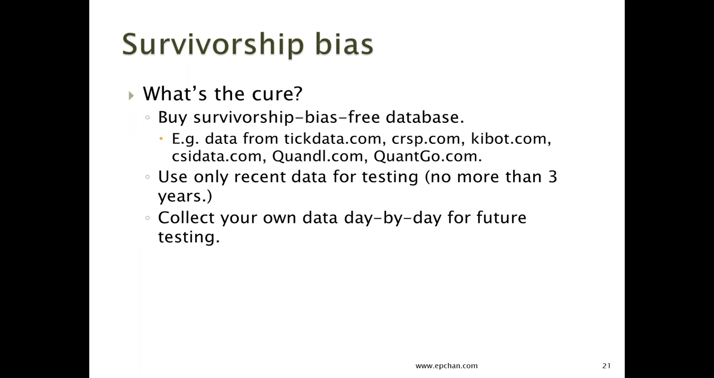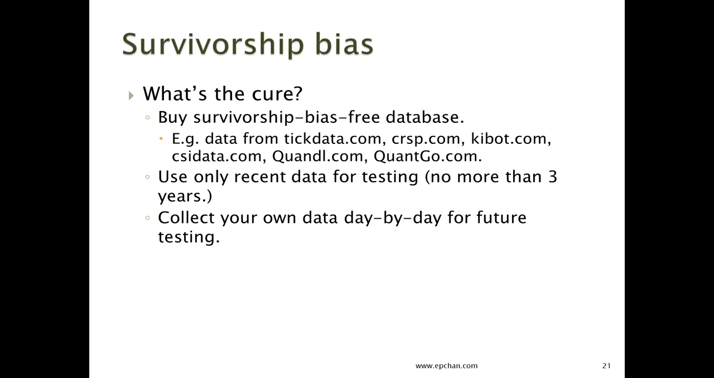What's the cure? Well, the cure is essentially, one, buy a database that has no survivorship bias. Nowadays, there are many choices. TickData.com is a high-frequency database. CRSP.com is a low-frequency but very, very expensive database for finance researchers. Kibot.com has high-frequency data that is also survivorship bias free, and I heard it's affordable. CSI Data will sell you a delisted stock database, which is almost as good as a survivorship bias free database, so that can be considered. Quandl and QuantGo are newer startups that provide such data as well.